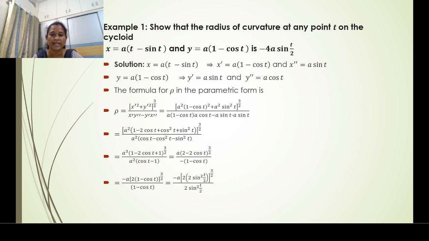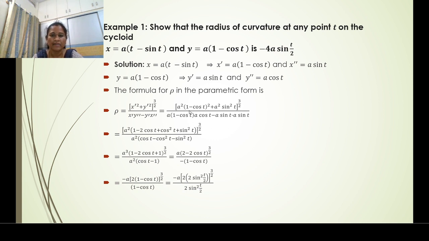What is x dash? X dash is a into 1 minus cos t. That is x dash square is a square into 1 minus cos t whole square, plus y dash square. Y dash is a sin t, square is a square sin square t, to the power of 3 by 2, all divided by x dash, which is a into 1 minus cos t, into y double dash, here a cos t, minus y dash. What is y dash here? A sin t into x double dash, here a sin t. Okay, simplify this, we get the required answer.